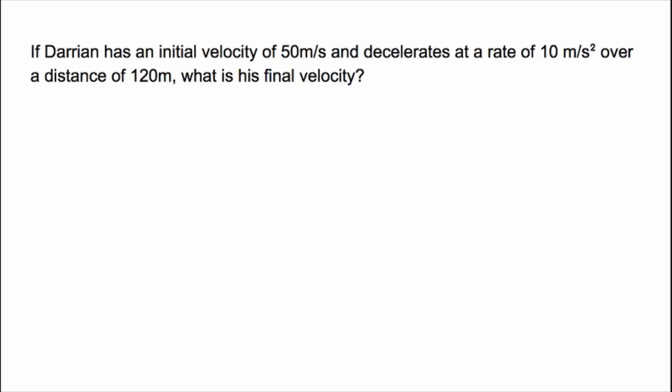Okay, if Darrian has an initial velocity of 50 meters per second and decelerates at a rate of 10 meters per second squared over a distance of 120 meters, what is his final velocity?